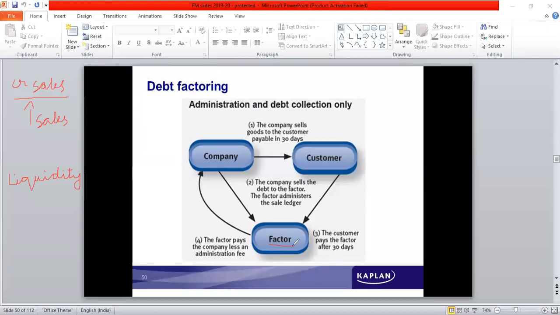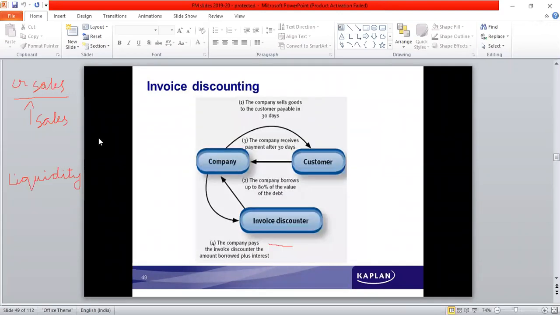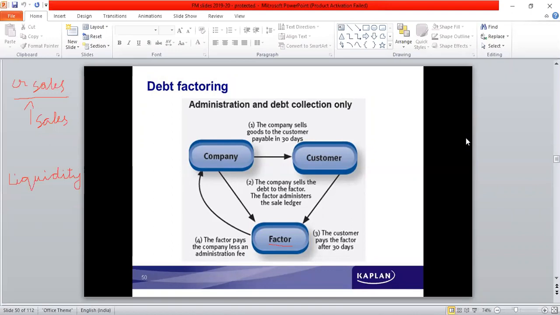Under invoice discounting, it is the responsibility of the company to go and collect from the customers. The invoice discounter is only a funds provider, with no other responsibility of collecting from the customer. As against the invoice, the amount is extended as a loan, the company collects it from the customer and pays it back. That is under invoice discounting. But that's not the case in factoring. The factor would approach the customer and collect from the customer. Here it says debt factoring, administration and debt collection only.